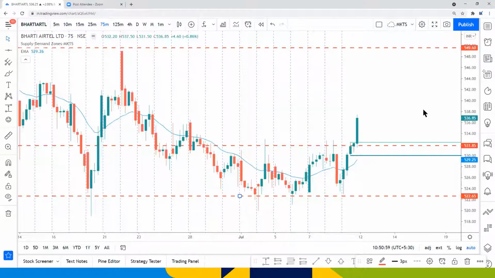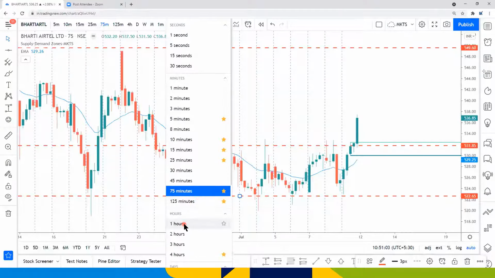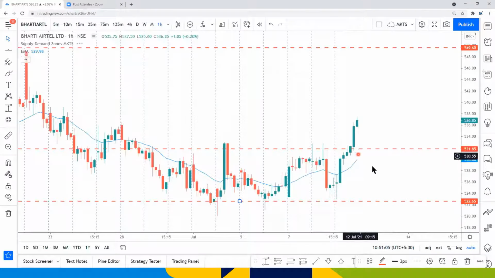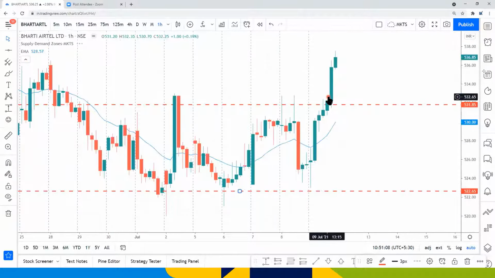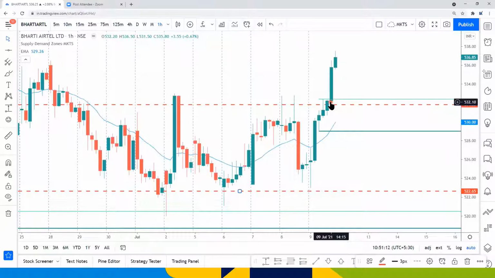Bharti Airtel on 75, if I change it to 1 hour, what happens? Let's check. See this. Is it a 1-hour zone also? Rally base rally, RBR. So more or less it will be similar.